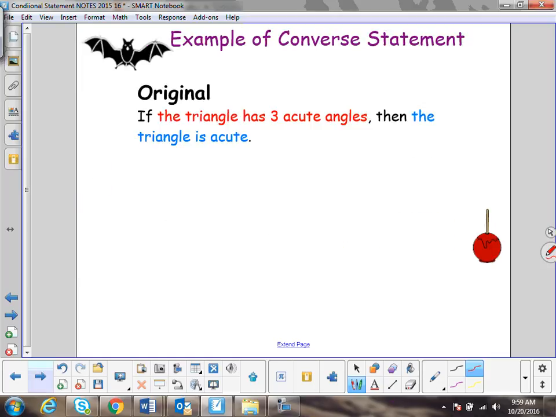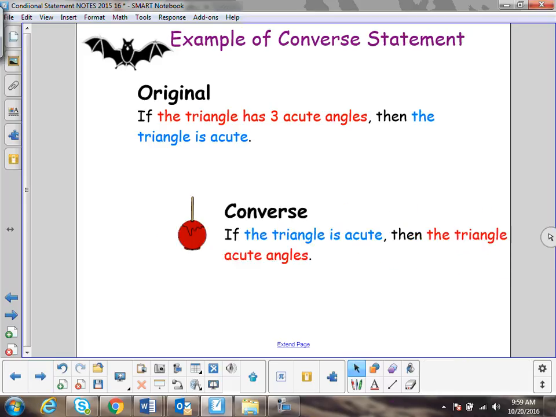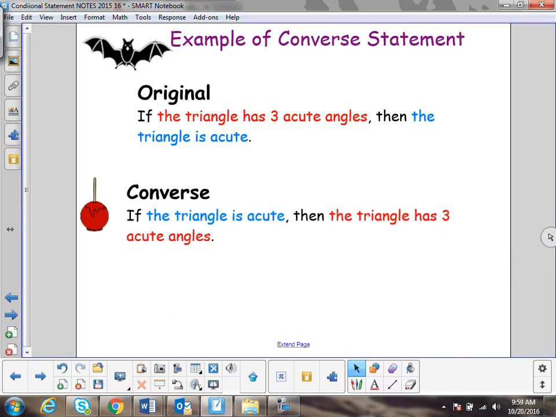Do the example. So the original statement was, if the triangle has three acute angles, then the triangle is acute. So what's the converse going to be? Yeah, that's it. Okay, so write that example down under the converse statement. Just write that new one down. If the triangle is acute, then the triangle has three acute angles.